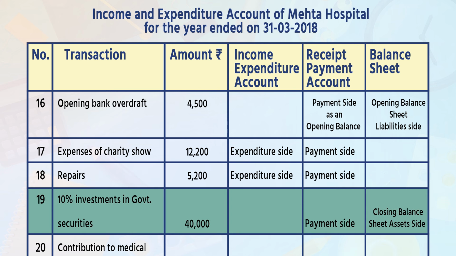10% investment in government securities. Yeah, this is something new, we haven't studied this so far, so just pay attention to this point. 10% investment in government security amounted to rupees 40,000. So this we have to write down in a balance sheet. Which balance sheet? Closing balance sheet, again on the asset side, and we have to write down this in the payment side of receipt and payment account.